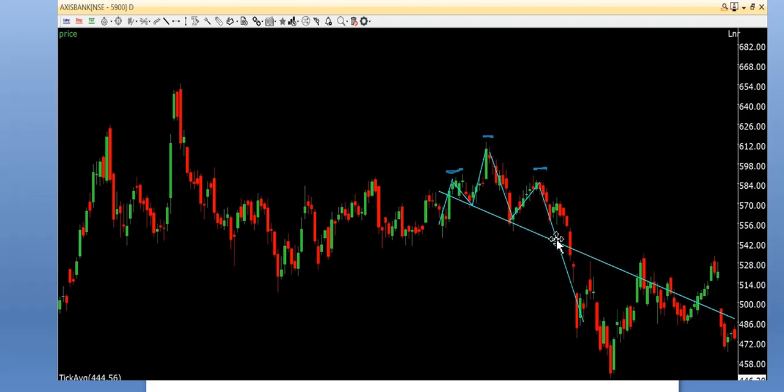And you can see that when this neckline is broken, we got a huge downfall, right? We can see that our target is easily achieved here. Our target is usually from this high point to this neckline, till here, right? Now one more thing here is we got a pullback, we got a throwback here. This is called a throwback, right? And again you can see that this neckline acted as a strong resistance, and again the stock fell from this, right? And again there was a further fall in this stock.